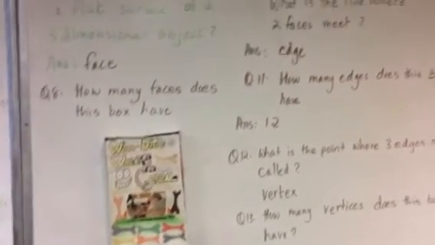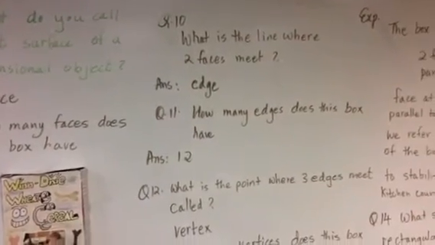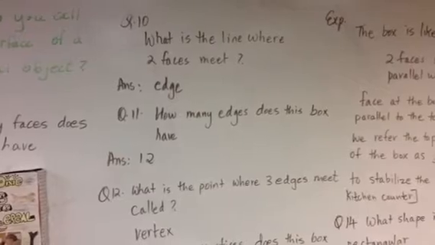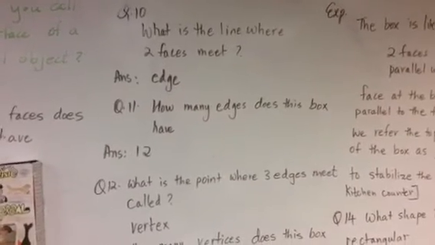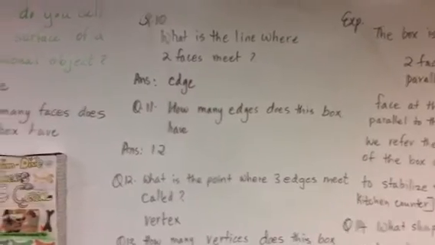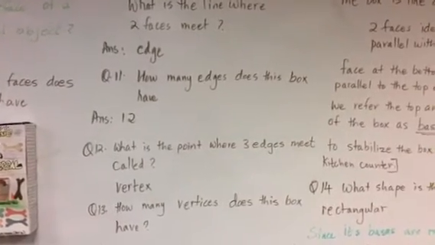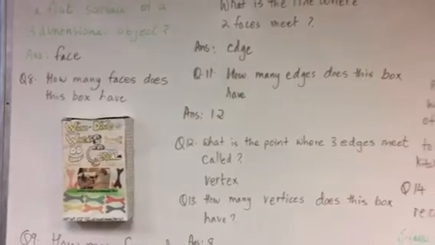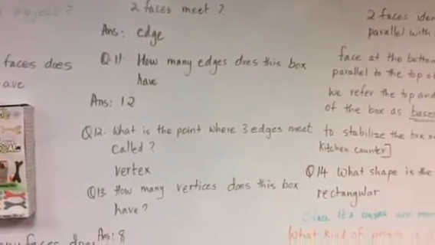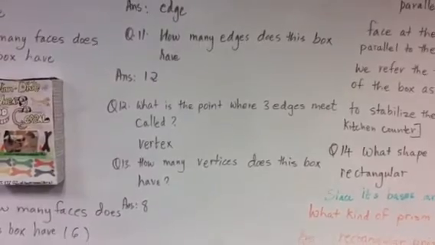Okay. Number 2, what is the line where two faces meet? It's called an edge. How many edges does this box have? 12. If you look at it, it has 12 edges. What is the point where 3 edges meet? It's called a vertex. How many vertexes does this box have? It has 8 vertexes.